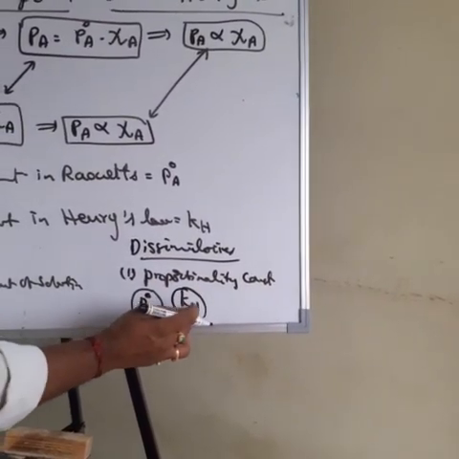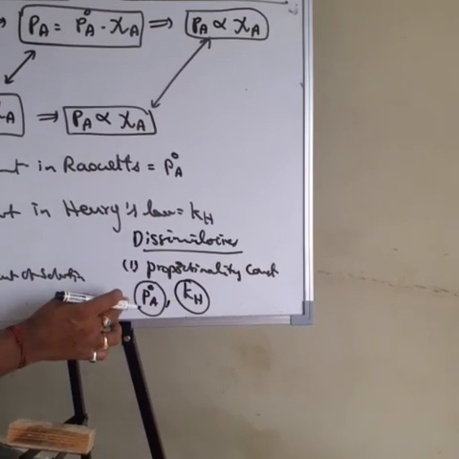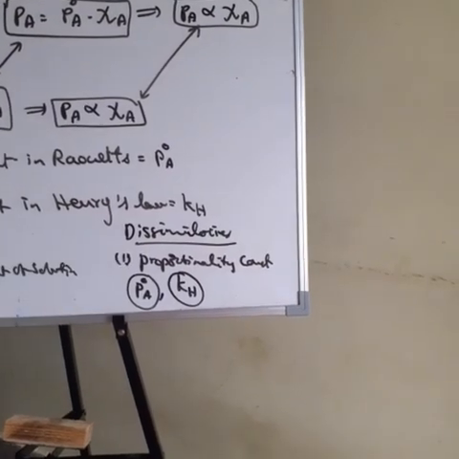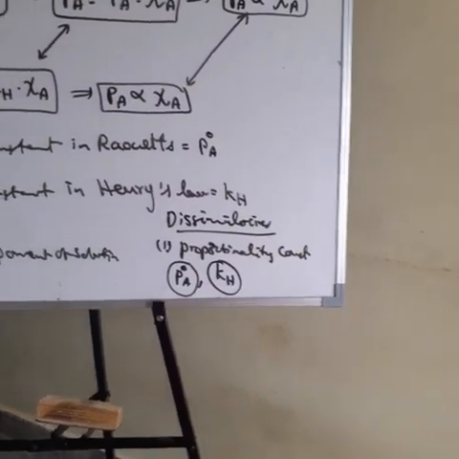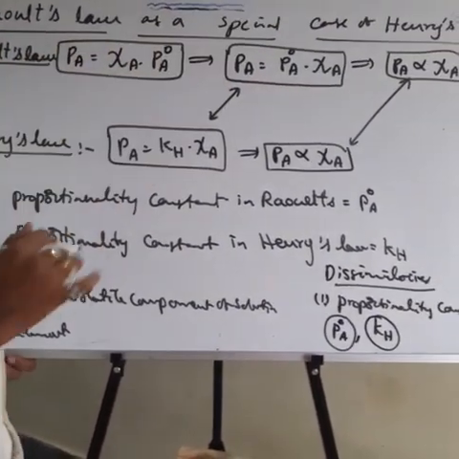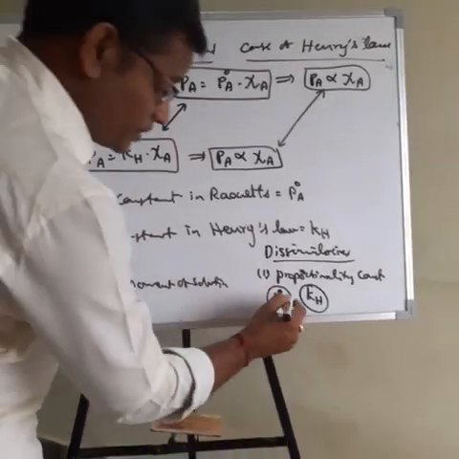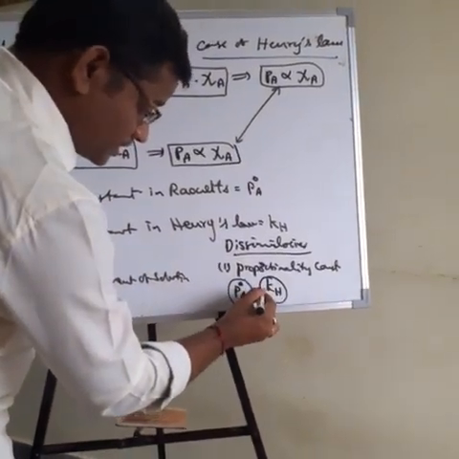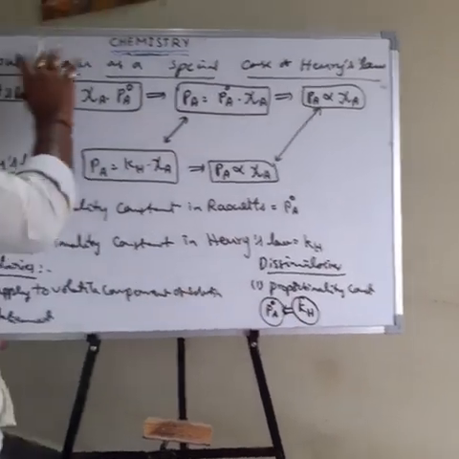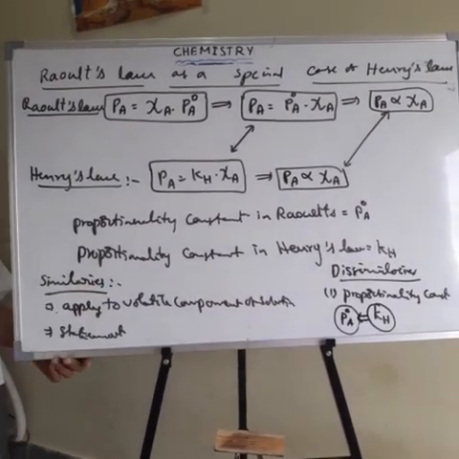KH is obtained from the experimental value. So that is the dissimilarity. That's why Raoult's law becomes a special case of Henry's law, whenever KH is equal to P naught A. Only then does Raoult's law become a special case of Henry's law. That is about the concept.